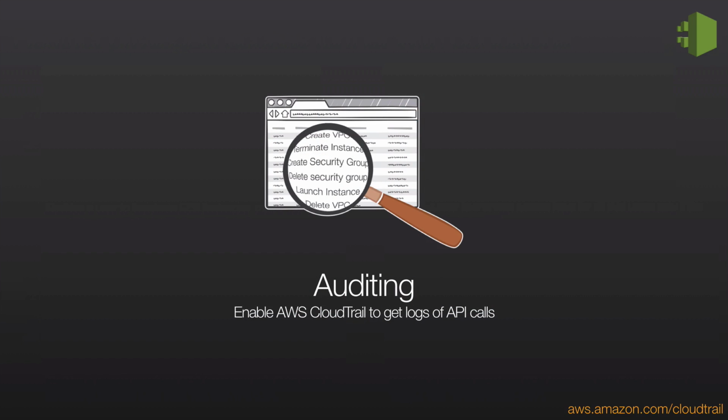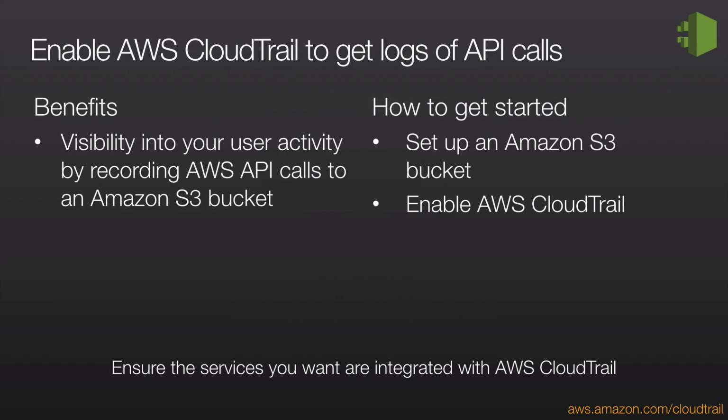Auditing. So this is enabling AWS CloudTrail to get logs of API calls. AWS CloudTrail is an AWS service for logging and recording API calls and depositing those logs into an S3 bucket that you specify. You can then use a variety of visualization tools to visualize CloudTrail logs or write your own analytics processes if you wish to do that. And by enabling AWS CloudTrail to get logs of API calls, you provide visibility into your users' activity. And this enables post-event auditing, maybe required for compliance with regulatory standards that you need to comply with, or you may want to use it for things like incident remediation.